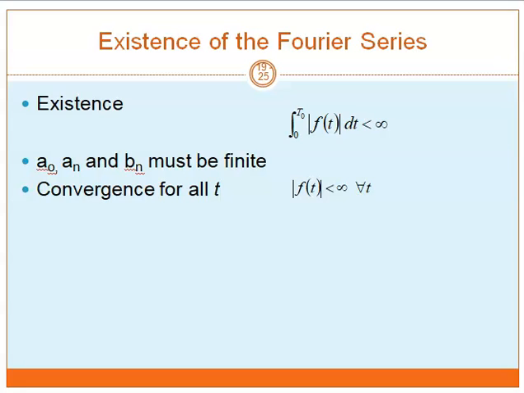So for the Fourier series, the condition is the integration from 0 to T0 of the magnitude of f(t), the signal that is given to you, times dt, which is less than infinity. So a0, an and bn must be finite. a0 would be the DC component, an would be the cosine component, and bn would be the sine component. So the series should converge: for all t, f(t) should be less than infinity.